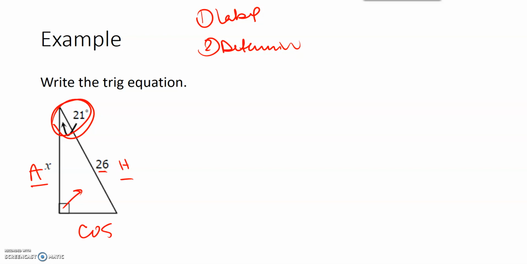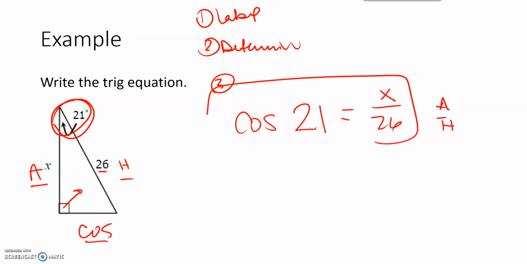Okay? 3 is to write out our equation. So we write out the trig function first. Cosine, we determined that from what we had in our problem. We do our angle next, and then we write out our ratio, which is a over h for cosine, so x over 26. And that's where we stop.